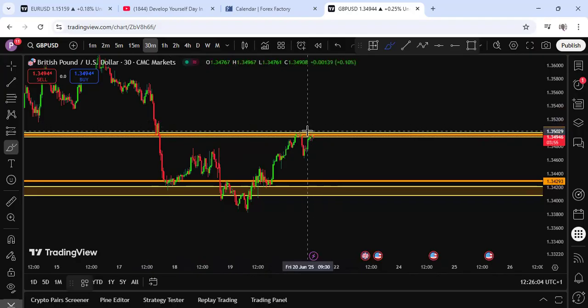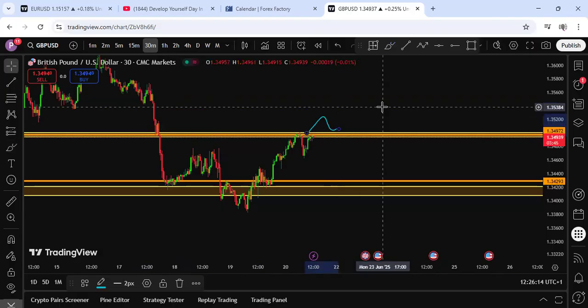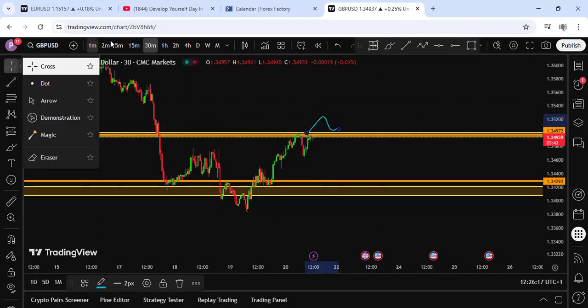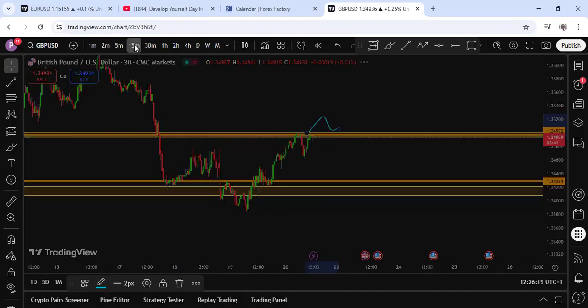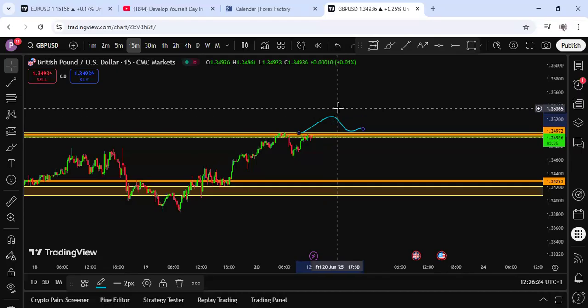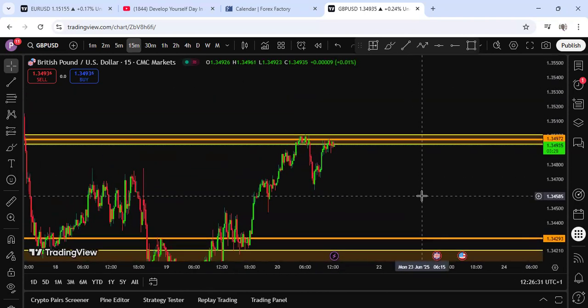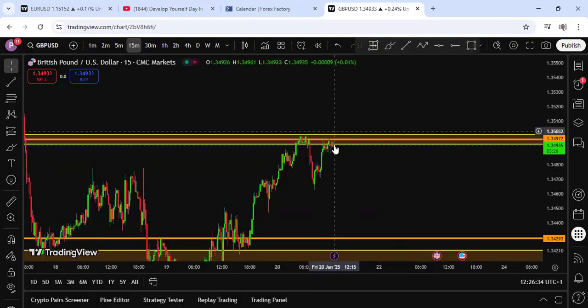All right, so we expect this market to break out from here, then give us a double bottom chart pattern. When it gives us a chart pattern, we look for a buy opportunity for GBP USD. So let's go to the 15 minutes time frame. On the 15 minutes time frame, you see the market is struggling here. So for GBP USD, let us wait for it to break out of this zone.